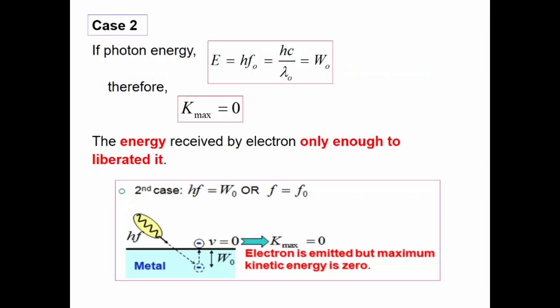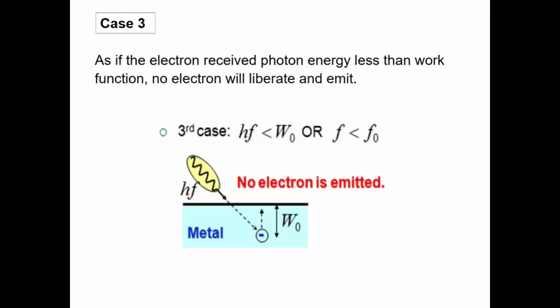For the second case, if the photon energy is the same as the work function of the metal, where the energy received by the electron is only enough to liberate it, the electron emission still occurs, but the maximum kinetic energy is zero. We can also refer to this situation as the frequency being equal to the threshold frequency. Lastly, if the electron receives photon energy less than its work function, there is no photoelectron emission, since there is not enough energy even to liberate it. This situation is the same as the frequency being less than its threshold frequency.